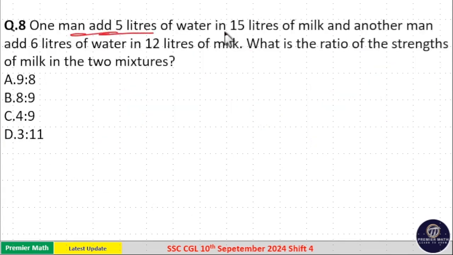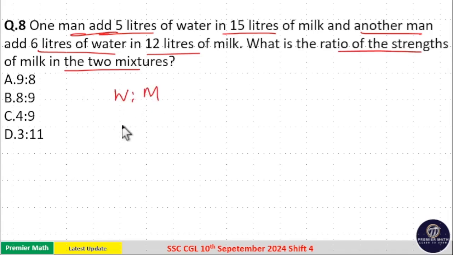One man adds 5 liters of water and 15 liters of milk and another man adds 6 liters of water and 12 liters of milk. What is the ratio of strength of milk in the two mixtures? Here, water to milk ratio in the first is equal to 5 liters water added to 15 liters milk. In the second, 6 liters water added to 12 liters milk. Now take the ratio. 5 goes 3 times in 15, 6 goes 2 times in 12. That is 1:3 and 1:2.